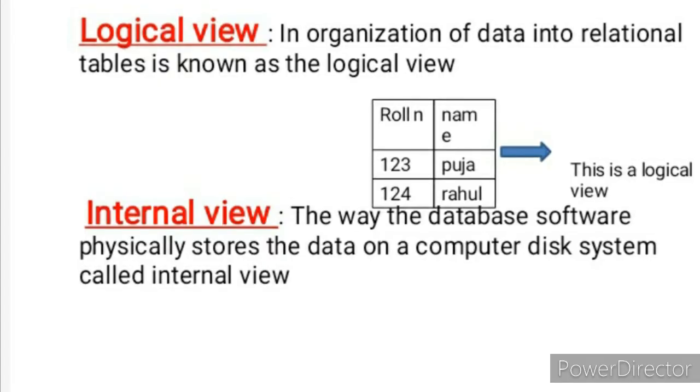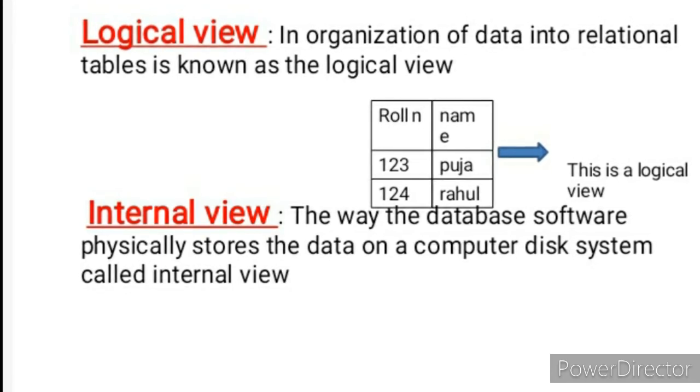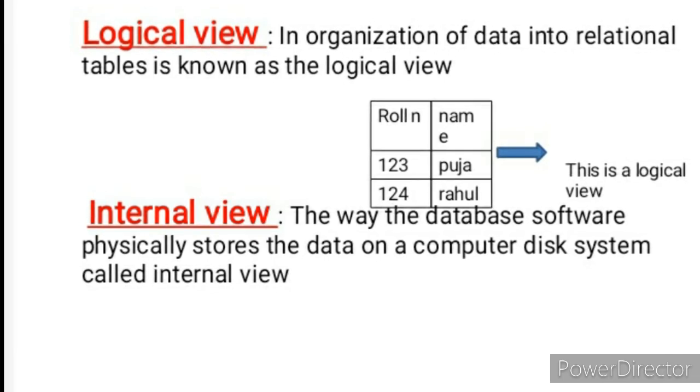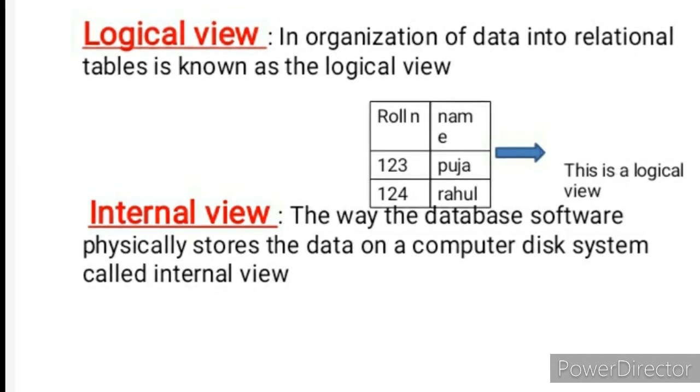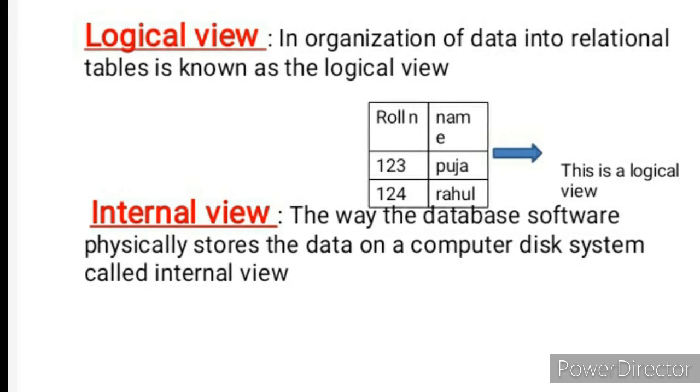Logical view. What is meant by logical view? An organization of data into relational tables is known as the logical view of the database. You can represent the data in a table. These views are called the logical view of the database. You can see this in the diagram on our slide.